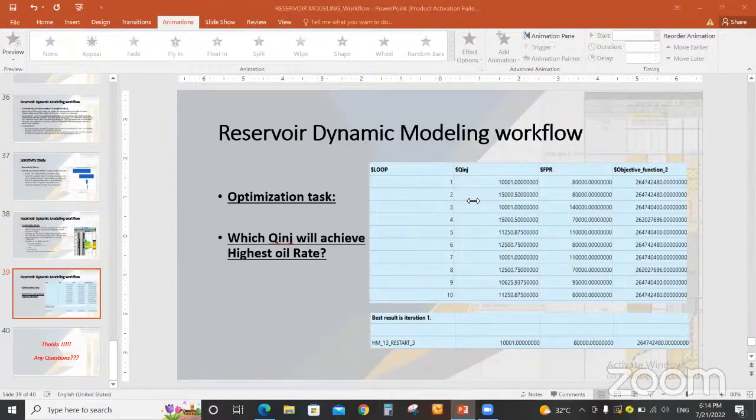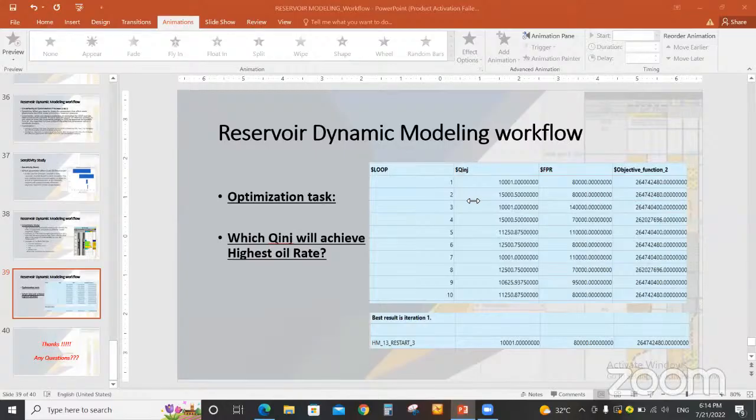Usually we use analytical aquifers, using models like Carter-Tracy or other analytical methods to model the aquifer. Usually we just locate the aquifer, then use an analytical method to represent the aquifer response. The other method is to have a numerical aquifer, representing the aquifer by a certain number of cells and incorporating it into the simulation.